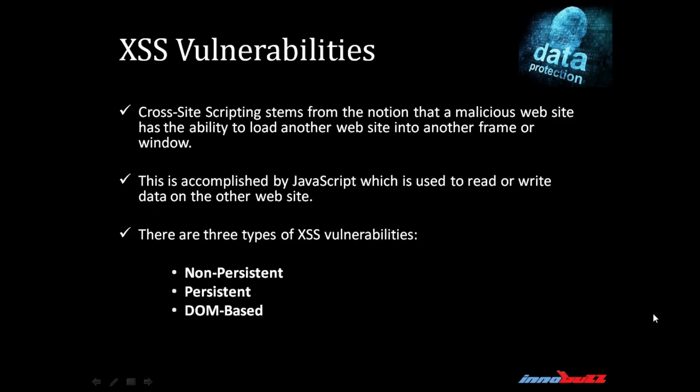Now there are so many aspects and parameters of a web application which are passed during normal mode of operation that it is hard to keep track of each of them. Apart from that, hiding malicious JavaScript in iframes present in the web application would enable a lot of data compromise. Cross-site scripting stems from the notion that a malicious website has the ability to load another website into another frame or window. This is accomplished by JavaScript, which is used to read or write data on the other website.